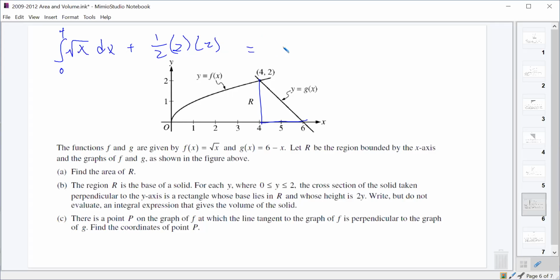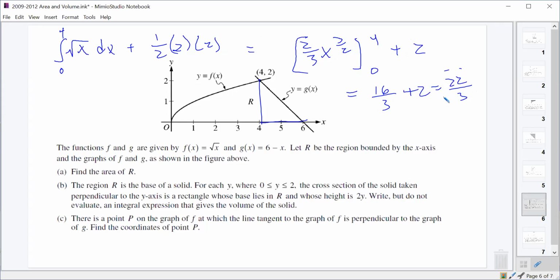You'd integrate the root x to get 2/3 x to the 3/2 from 0 to 4, and I guess I should write plus 2 at the end of that. And what does that come out to be? X to the 3/2 is 8, and 8 times the 2/3 gives us 16/3. So 16/3 plus 2 gives you 22/3. And so if you did it that way, 1 point was for having the right integral, 1 point was for taking the antiderivative correctly, and 1 point was for getting that answer.